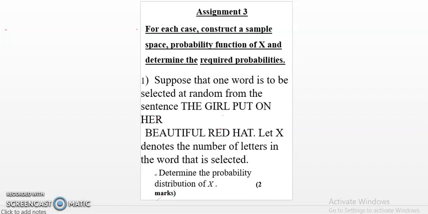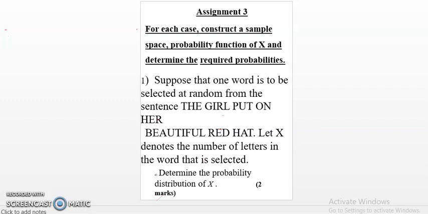It's funny, isn't it? The girl put on her beautiful red hat. How is that our problem? Sometimes mathematics could be funny. We are to investigate this sentence, that the girl put on her beautiful red hat. Is that actually a problem if somebody put on her beautiful red hat? What is our problem there?